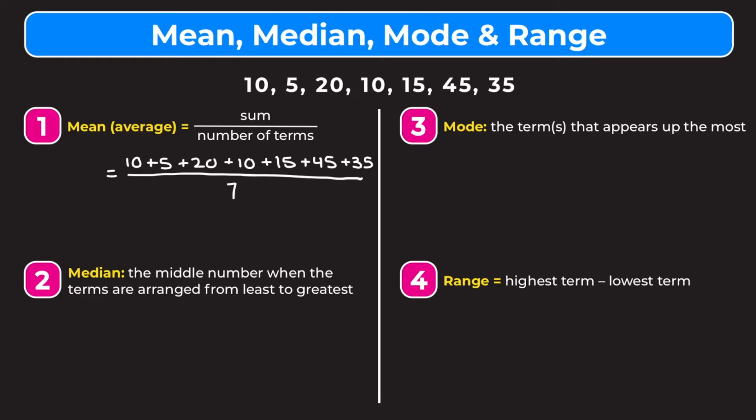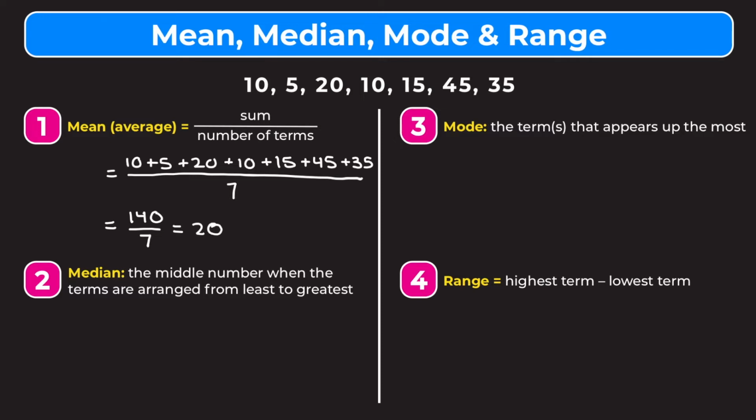Now if we actually add up the numbers on the top, which I'm just going to do with the calculator to save time, we will get 140. So we have 140 over 7. Remember, fraction bar means division, so we're really dividing 140 by 7. And 140 divided by 7 is 20. So we get that the mean, or the average, of our numbers is 20.